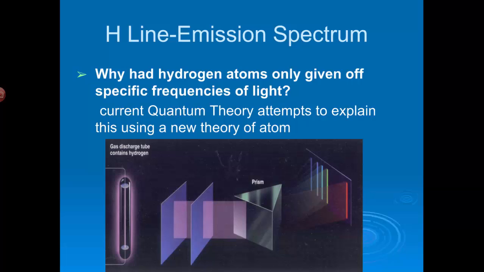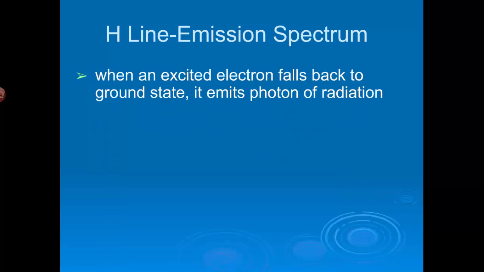It took the development of current quantum theory to be able to explain this. So what we understand about electrons is that when you take an electron and you give it energy, it jumps. It moves to a higher energy state, and that means it moves further away from the nucleus. So one of the most important things to get out of this is that the distance from the nucleus is proportional to the energy of the electron.